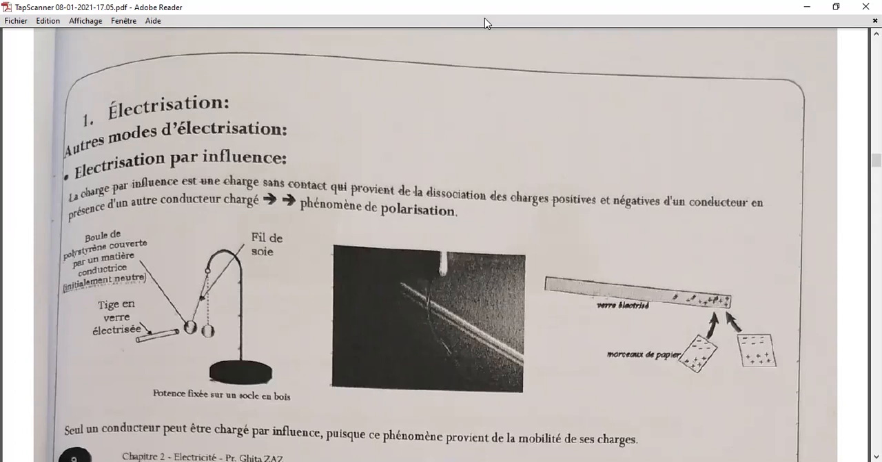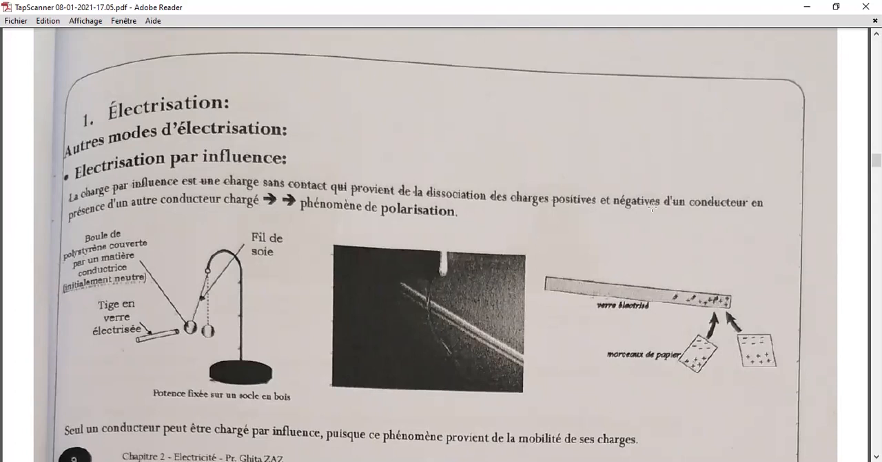So you are bringing a glass, which is positive, near a metal ball which is neutral. It has an equal number of positive charges and negative charges. If I remember, we said that in a conductor the charges move, there's a possibility of the movement of charges.